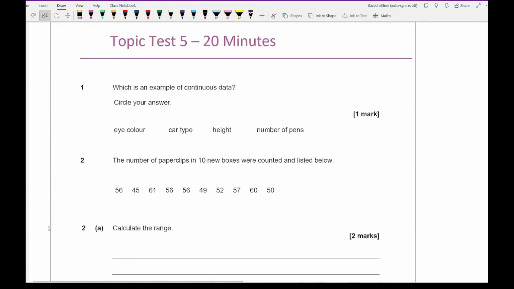So question 1 says, which is an example of continuous data? Is it eye colour, car type, height, or number of pens? Now the definition of continuous data is data that can be any number within a given range, and the any number is quite important. Now eye colour is most likely going to be qualitative data, so that's not going to be applicable. Car type, again, is going to be more words. Height is going to be the correct answer, and the number of pens, well, that can only be whole numbers, so the correct answer you need to circle is going to be height.